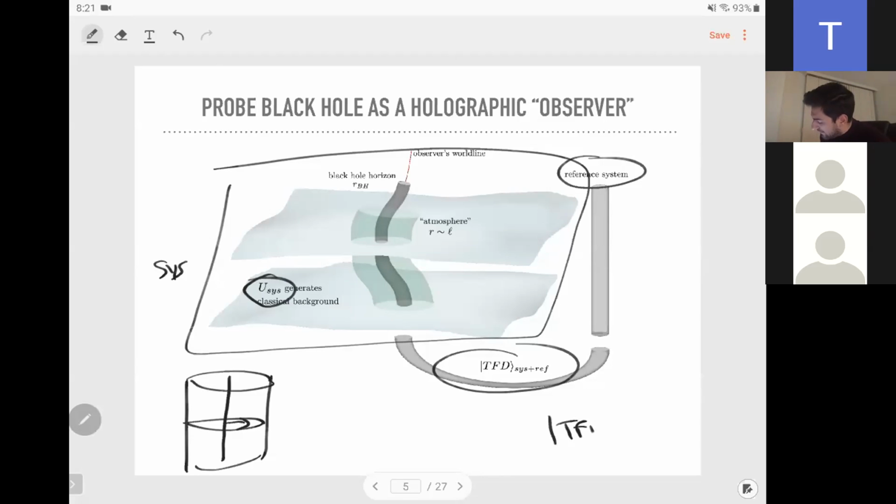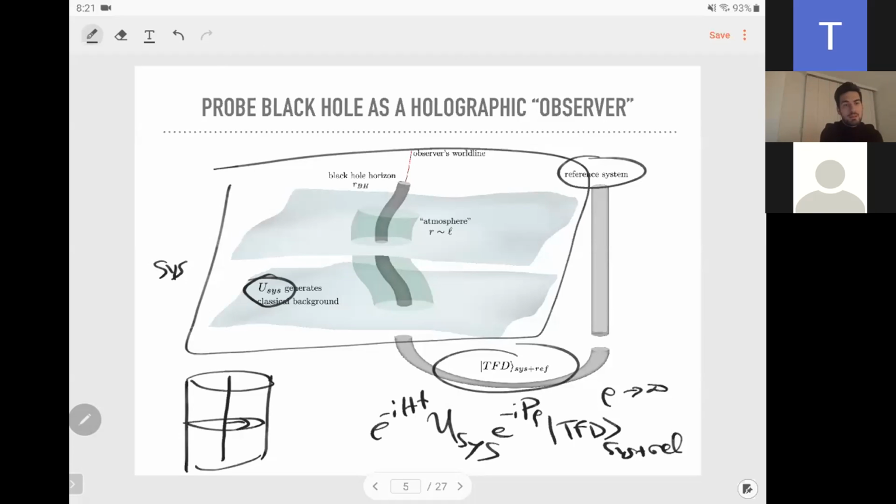So far, I have this state between system and reference, and I have acted with a translation, let me call it P_rho for some large rho. And then I acted with the system unitary that curves my background. And then I time evolve with the dynamical Hamiltonian. And this gives me a state psi of t. And this state psi describes the evolution of my black hole in that spacetime. So this will be our setup.